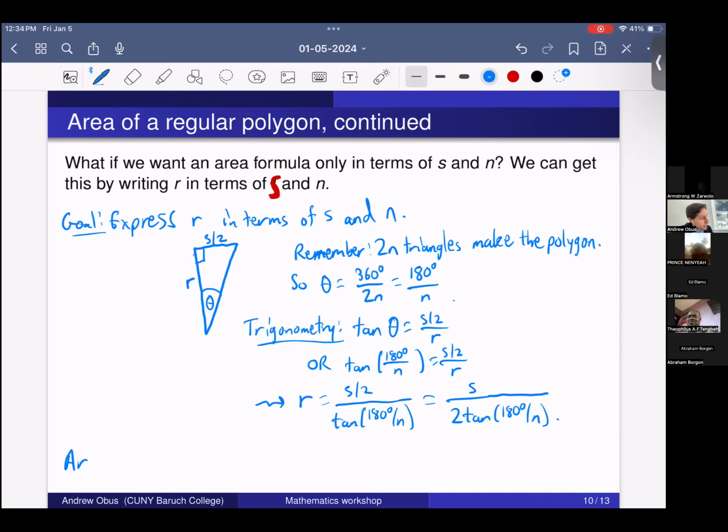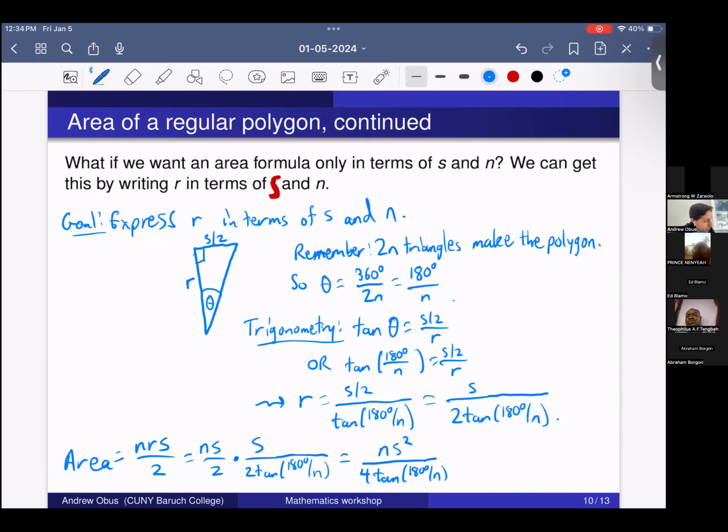So now what this tells us is that the area, for which we have our formula from before, nrs over 2, but now instead of r, we can use this formula instead. We substitute in. So this is the same thing as ns over 2 times s divided by 2 tangent of 180 degrees over n. In other words, this is ns squared divided by 4 times the tangent of 180 degrees over n.